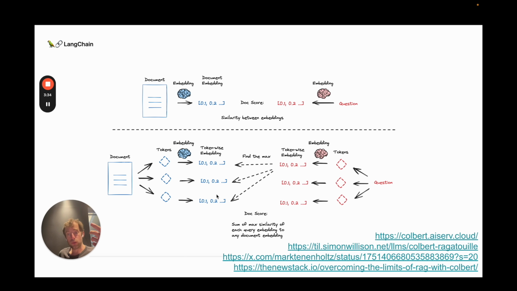And then the final score is, in this case, the sum of the max similarities between every question token and any document token. So it's an interesting approach. It reports very strong performance. Latency is definitely a question, so production readiness is something you should look into. But it's an approach that's worth mentioning here because it's pretty interesting.